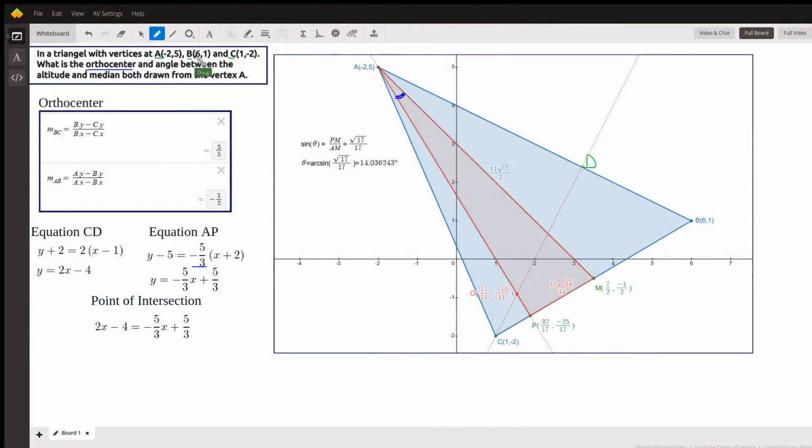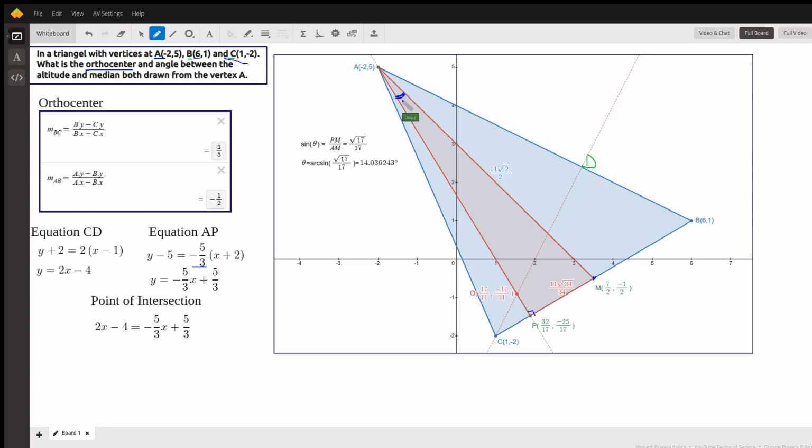Okay, you're given triangle ABC with these coordinates right here. You're asked to find the orthocenter of that triangle, which is the point where all three altitudes intersect, and the angle between the altitude and median both drawn from vertex A. So this line AM is the median from A, and the line AP is the altitude from A, which means this is a right angle, and this is a midpoint of BC.